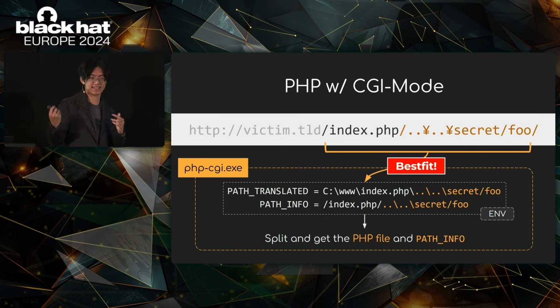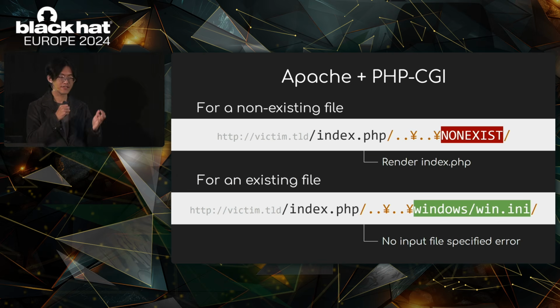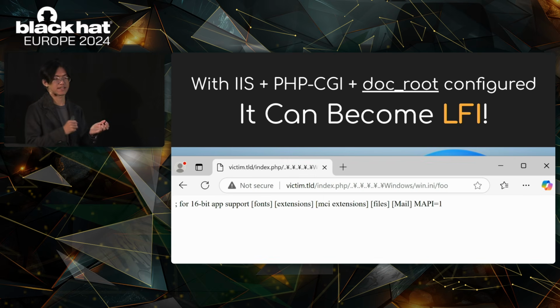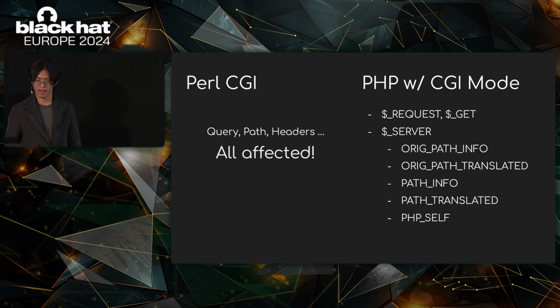How can we utilize this kind of attack? On Apache server, we can use it to detect a file exists or not. And this is kind of useless, but actually we can do more with this on IIS. On IIS, with the document root configured, it can become local file inclusion. And since it's a local file inclusion, we can actually achieve remote code execution based on it sometimes. That's quite cool.